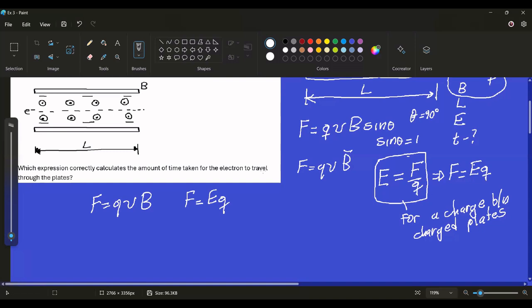Now, coming back here, whenever we say F is equal to QVB and F is equal to EQ, what else can we say? Remember? Whenever we say A is equal to something, and then we say A is also equal to some other thing, that means these two things are also equal to each other, right?